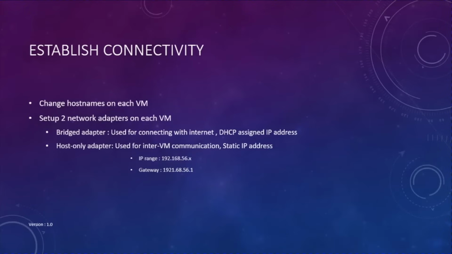Hey guys, hope you have created 3 virtual machines and named them. If not, go back and create those virtual machines now. In this video, I will show you how to establish connectivity between your VMs. We will use 2 network adapters, one bridged and one host only, to establish connectivity. We will use the bridged adapter to communicate with the internet, and the host only adapter will be used for inter-virtual machine communication. Now let's go back to the VirtualBox Manager.